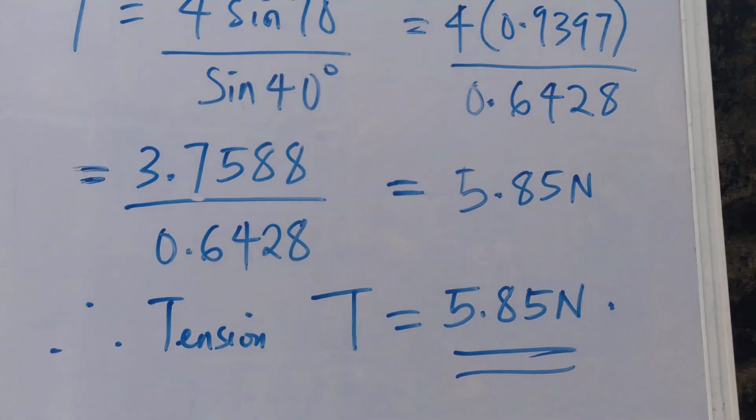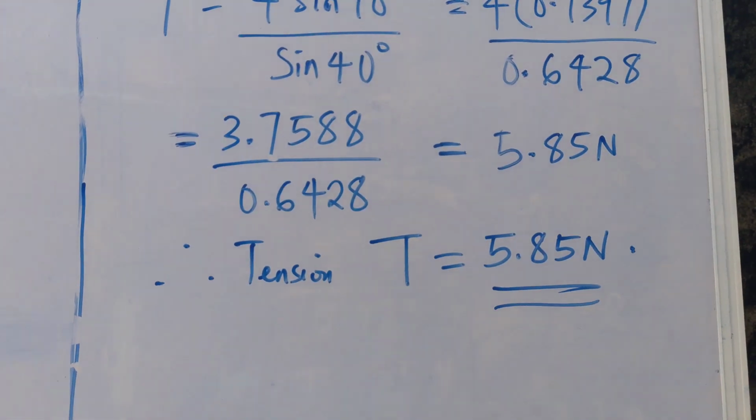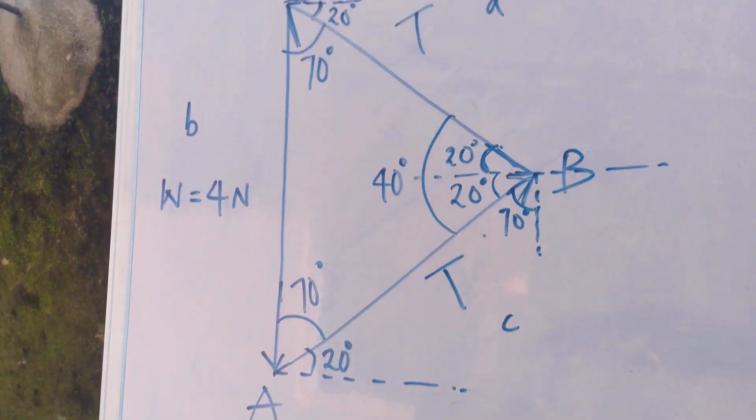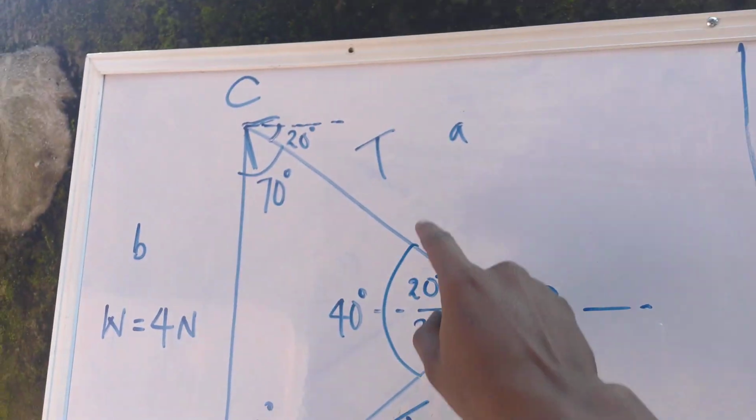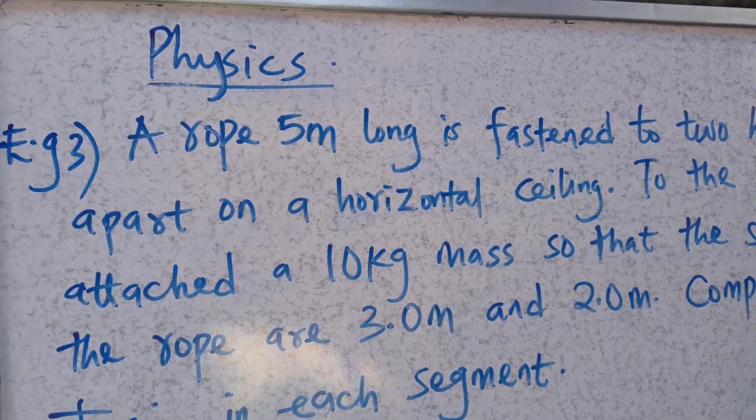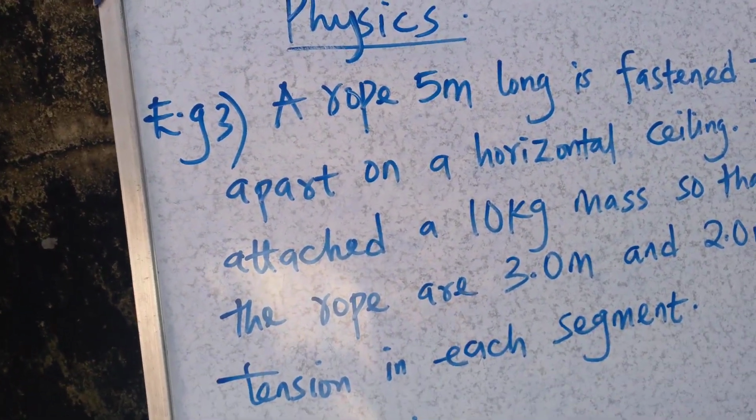Alright, so take note of that. The tension in the rope is 5.85 Newton, and we found it using the triangle of forces. We have gotten the value of T. Tension in the rope has been gotten as 5.85 Newton. Alright, we have the third question on the board.